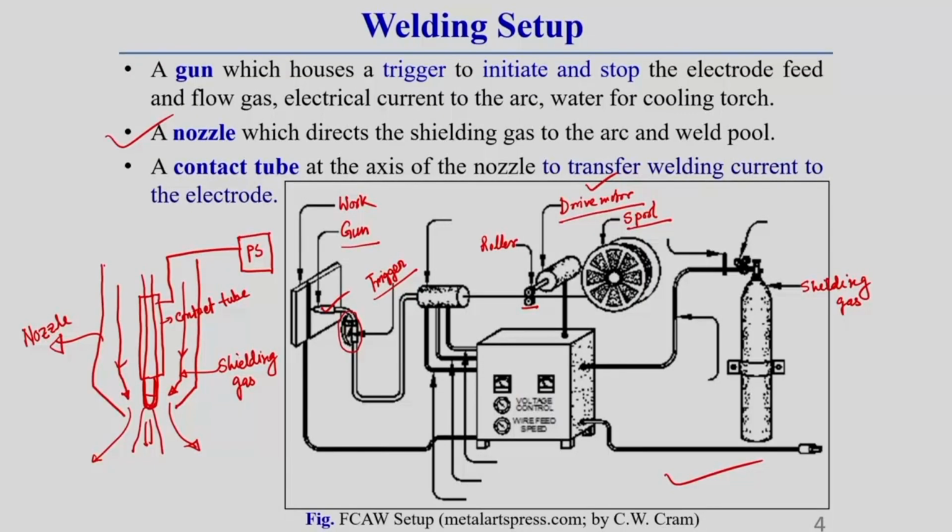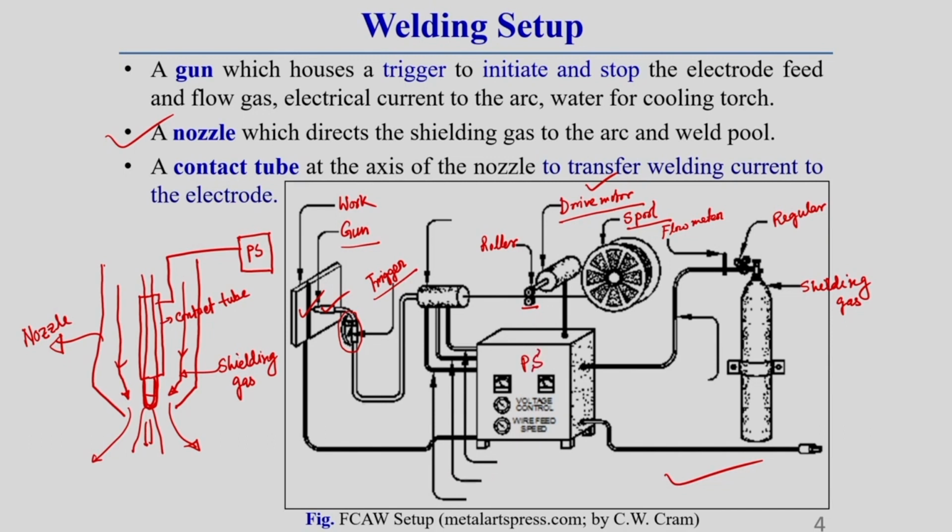This is called the gas flow meter, which controls the flow of the gas, and this is called the regulator, which is used to supply the gas from the cylinder to this torch region. Okay. This is called the power source, here I am writing PS, power source.